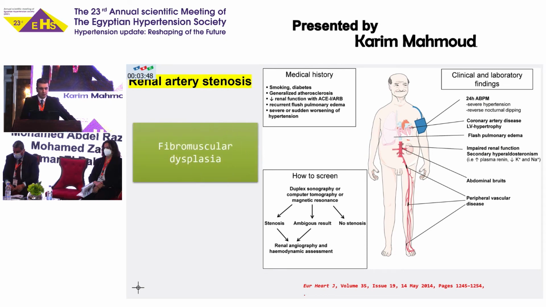pulmonary edema. Also, renal artery stenosis can occur in the younger patient, and the cause will be fibromuscular dysplasia that will be associated with another vascular abnormality in other vascular beds, such as the cerebral vascular bed.